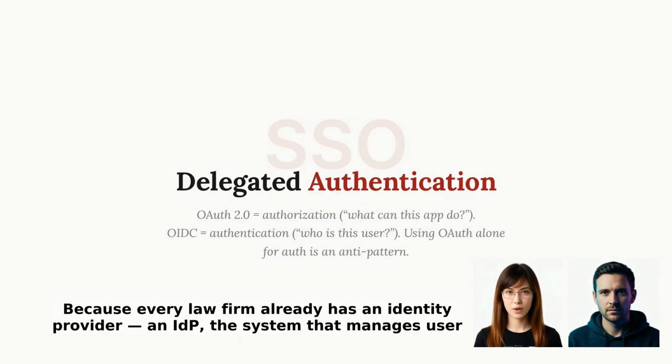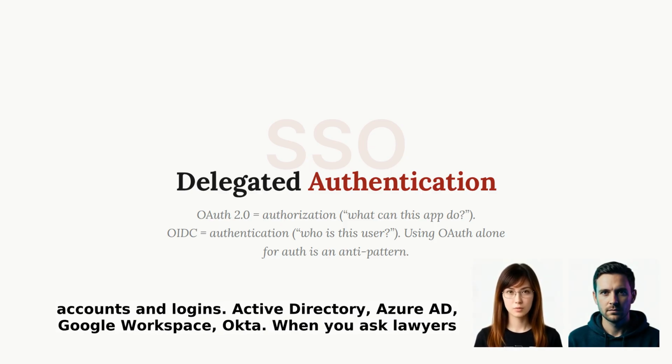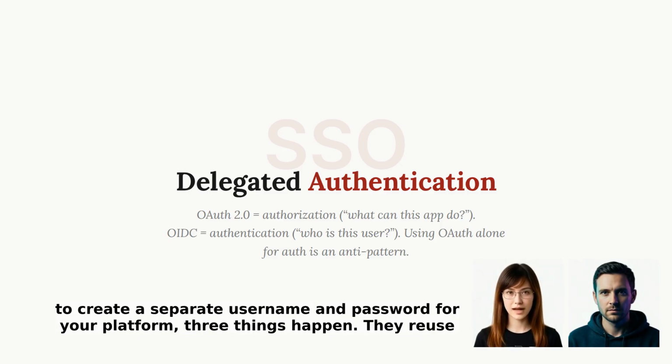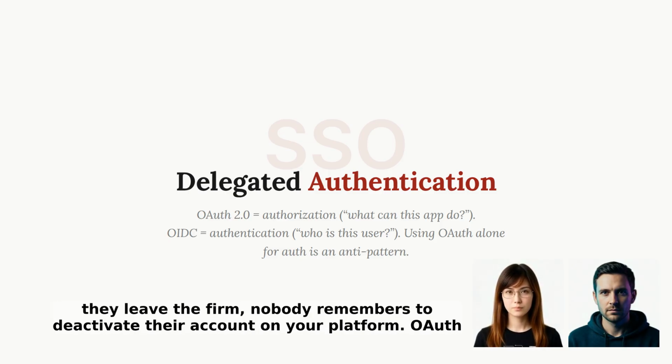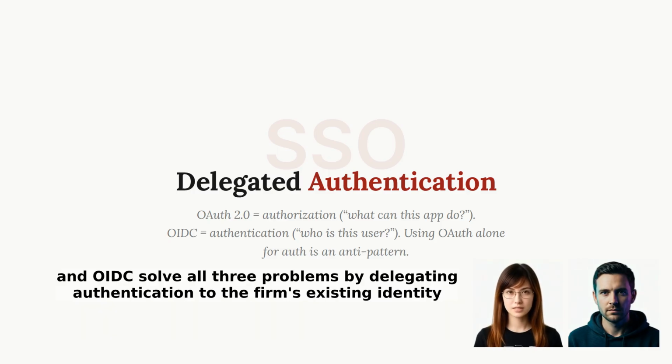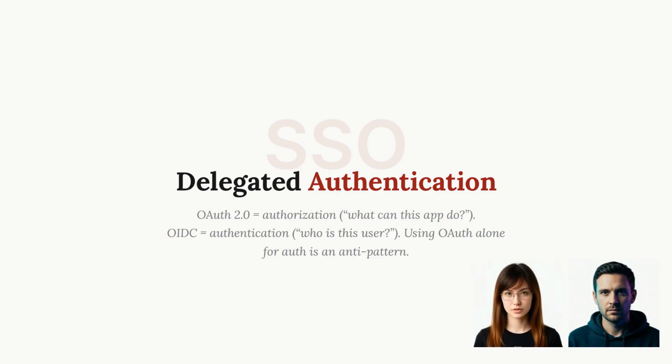Because every law firm already has an identity provider, an IdP, the system that manages user accounts and logins. Active Directory, Azure AD, Google Workspace, Okta. When you ask lawyers to create a separate username and password for your platform, 3 things happen. They reuse a password from somewhere else, they forget it regularly and trigger recovery flows, and when they leave the firm, nobody remembers to deactivate their account on your platform. OAuth and OIDC solve all 3 problems by delegating authentication to the firm's existing identity infrastructure.